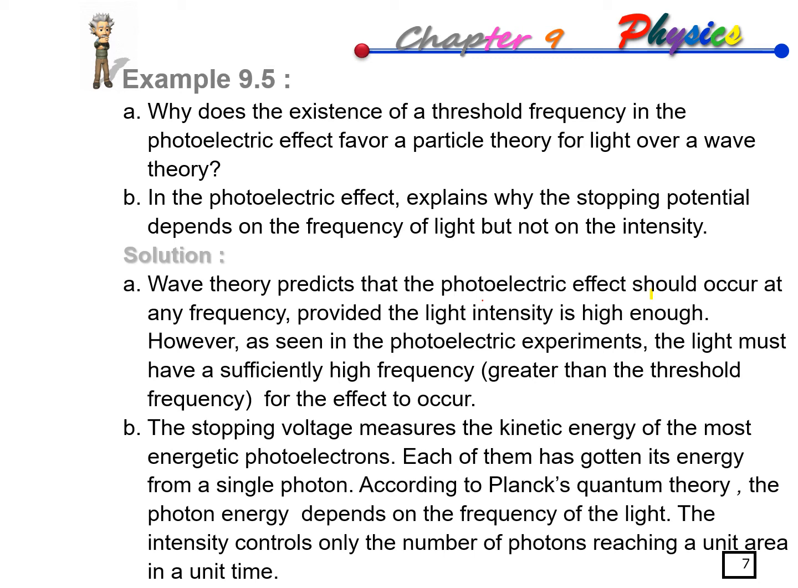Now, B, for stopping voltage. It measures the kinetic energy of the most energetic photoelectron. Each of them has gotten its energy from a single photon. According to quantum theory, the photon energy depends on the frequency of the light. The intensity controls the number of photons which is supplied. But according to classical theory, you should be able to have emission if you have enough intensity. But the experiment shows the other way around.